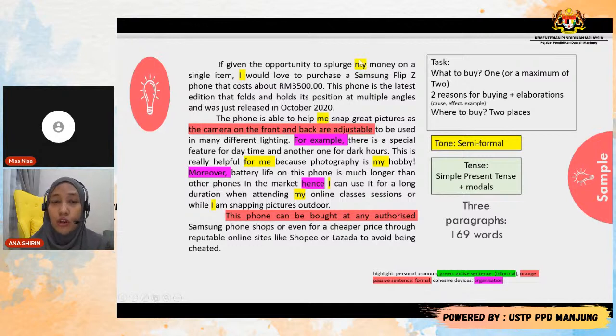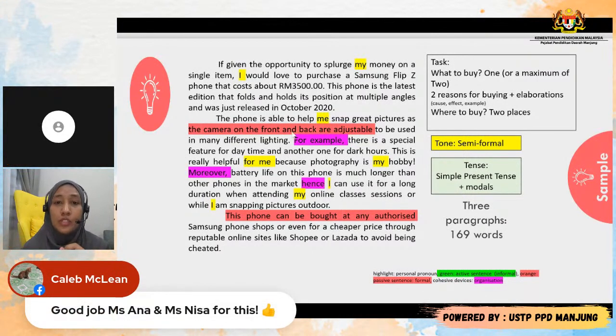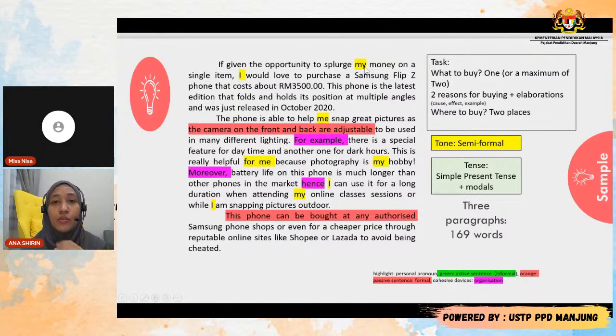I also use a lot of personal pronouns over here to show again that this is my own personal opinion. So by using all of this, you are able to establish a suitable tone, which is to have some passive sentences as well as personal pronouns to make it semi-formal. And my tenses are simple present tense with some modals like "can be bought."